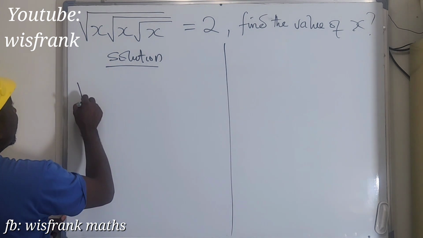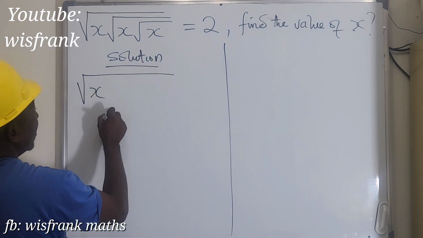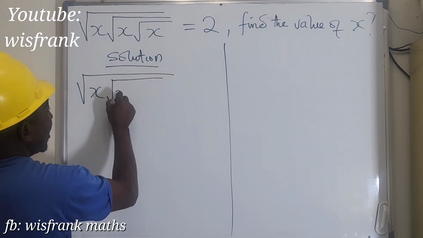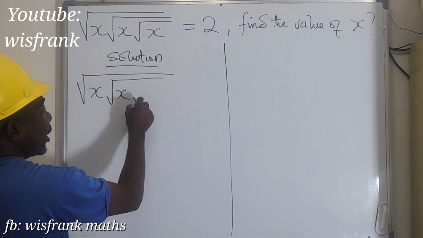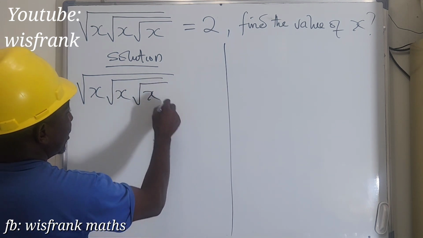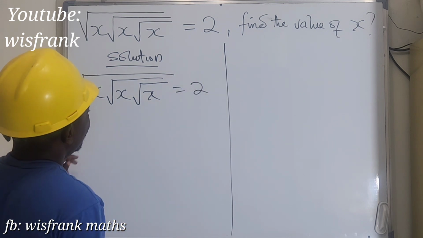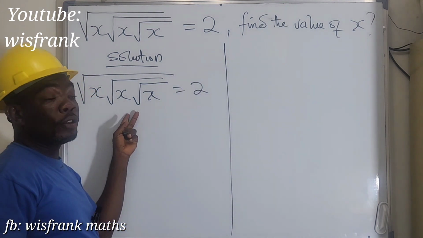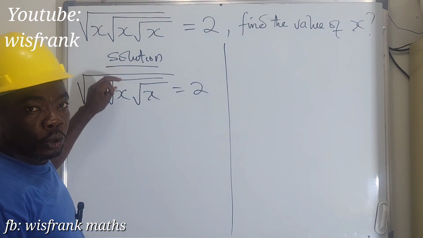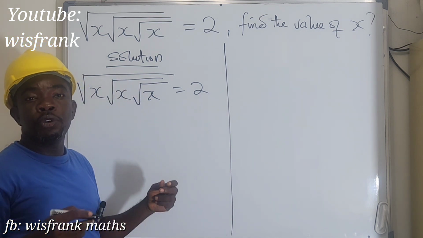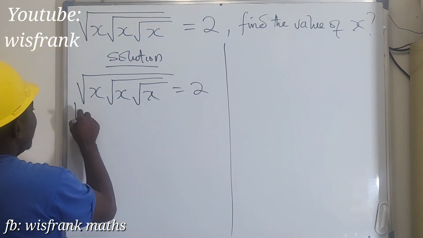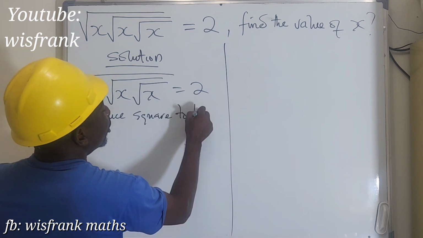So we are given the square root of x, and another square root inside this square root of x. Then the other square root is inside the square root of x, equals 2. So what we are going to do is do away with the square root. How do we do that? We introduce square to both sides.